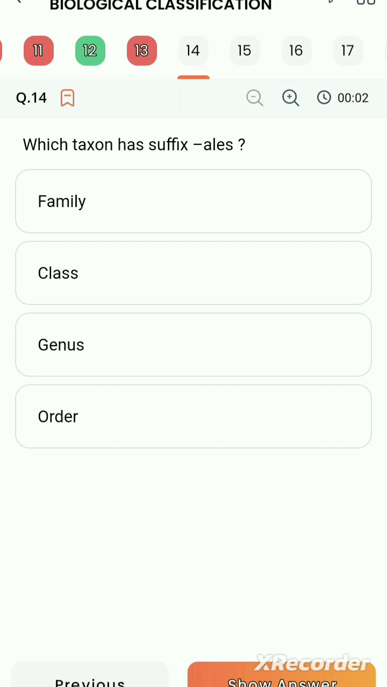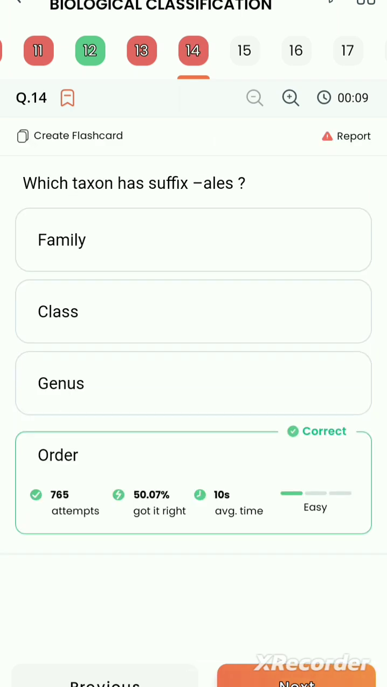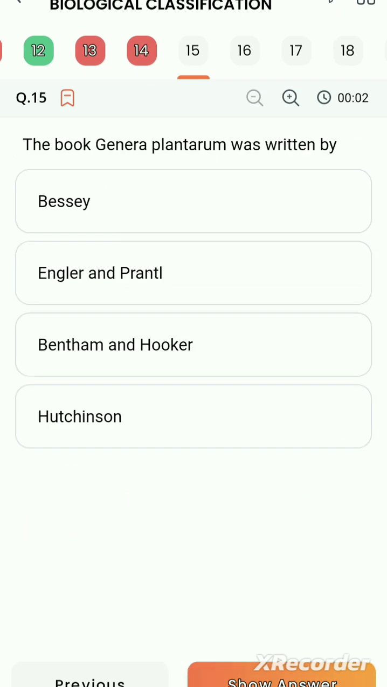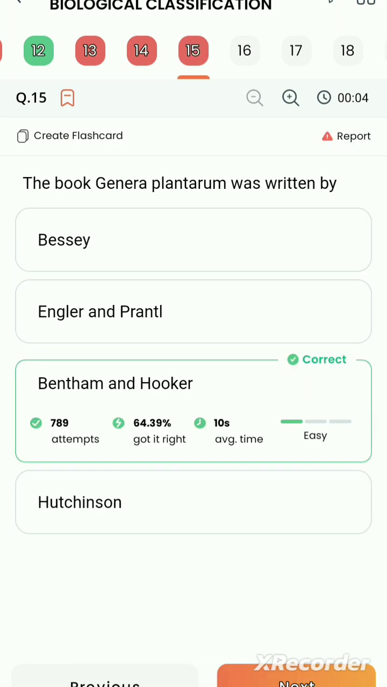Next question, which taxon has the suffix ales? In which taxon: family, genus, order, or class? That is order. Then the book Genera Plantarum was written by Bentham and Hooker. Kindly note down the books and the authors and make a separate list. That will be helpful in your last-minute revisions.